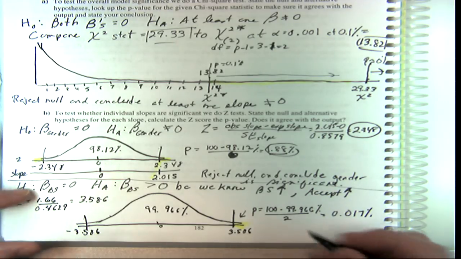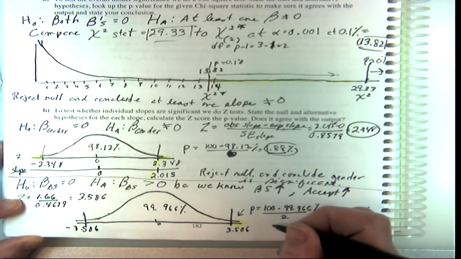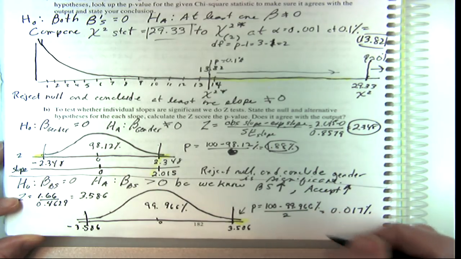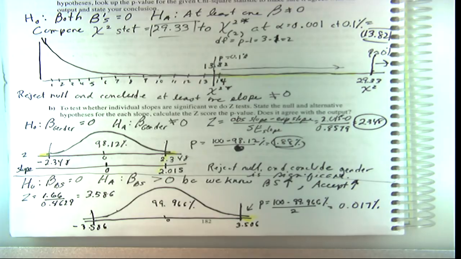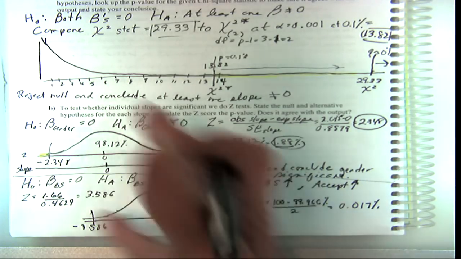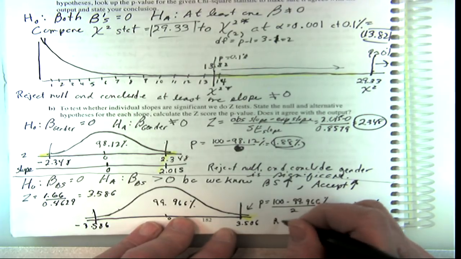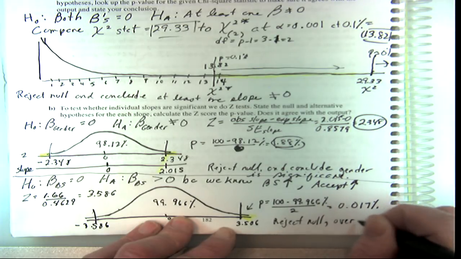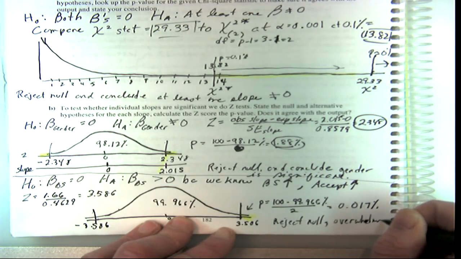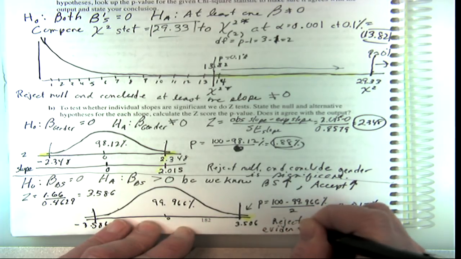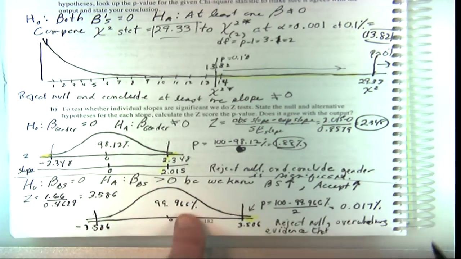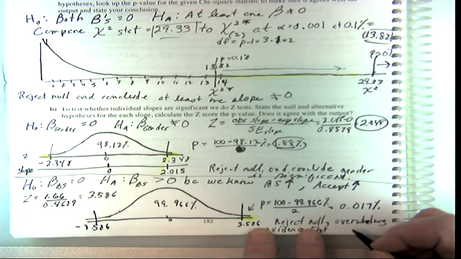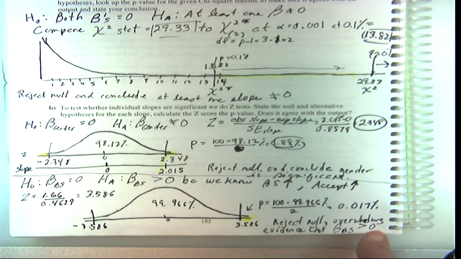And so we rejected. Now this looks extraordinarily significant. There's overwhelming evidence that there's a positive slope here. Well, duh. But I'm just showing you how it works. So of course, reject null, overwhelming evidence that this slope is significant, that beta for the biological is greater than 0. Not only is it significant, but here we can say the direction.